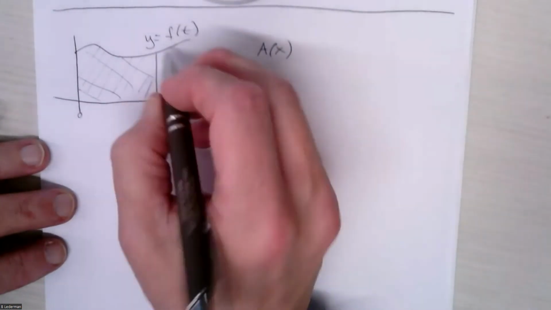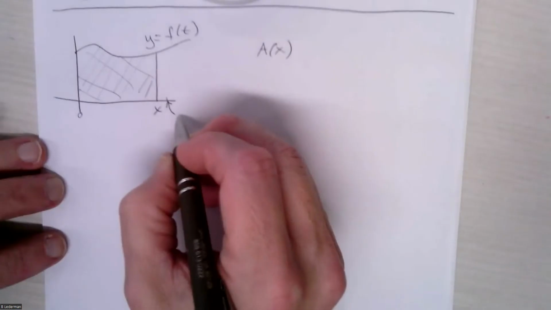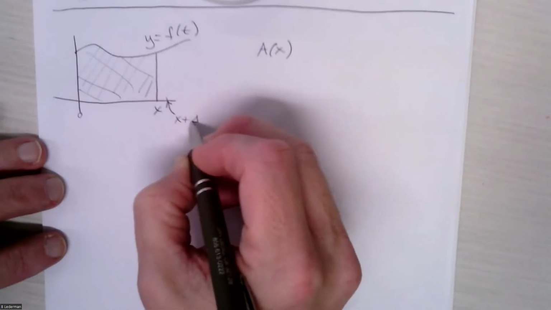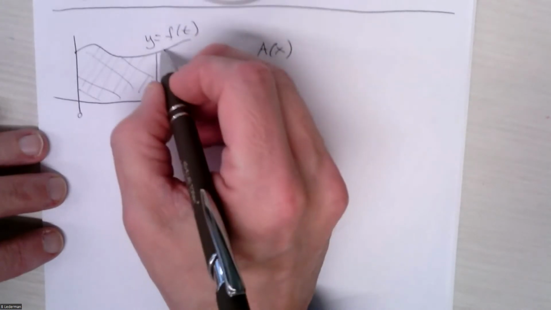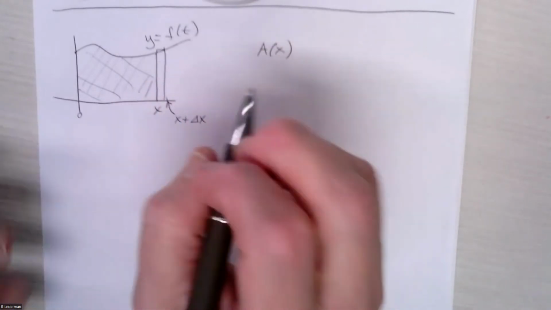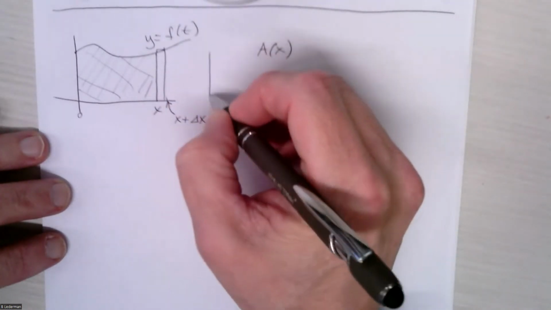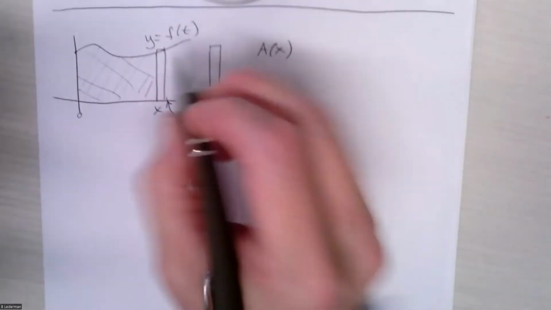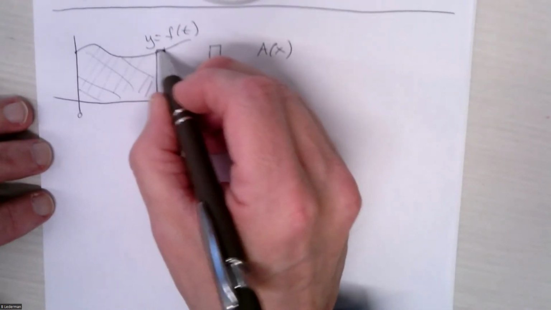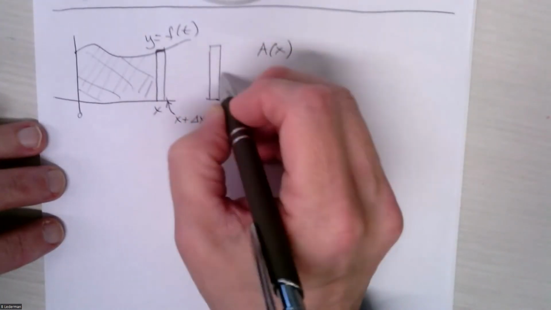Well, what happens if I change x a little bit, and this point over here is going to be x plus a little bit more? I'm going to say delta x. What happens to the area under the curve? Basically, I'm adding on this little strip here. Now, the height of this strip, let me just draw it here, is roughly f of x. It's not exactly f of x, but it's roughly f of x. So I'm going to say the height is f of x.